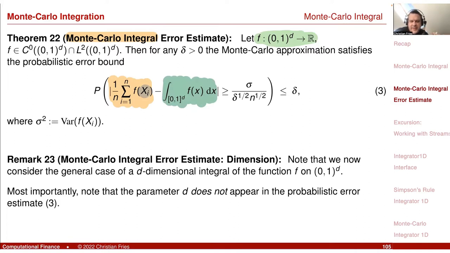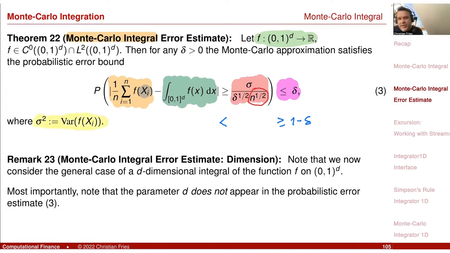So the difference of the two is larger than sigma divided by the square root of delta, divided by the square root of n, only with a probability that is smaller than delta. Maybe a bit nicer for us, you can also write that the probability is larger or equal 1 minus delta. Okay, and you see that we have a convergence rate of 1 divided by the square root of n. Sigma is again the parameter describing a bit how volatile f is.